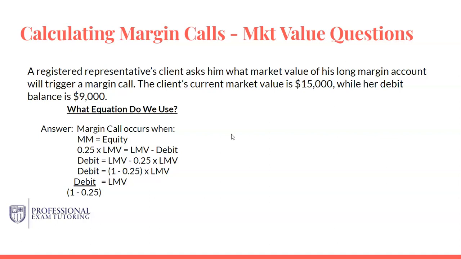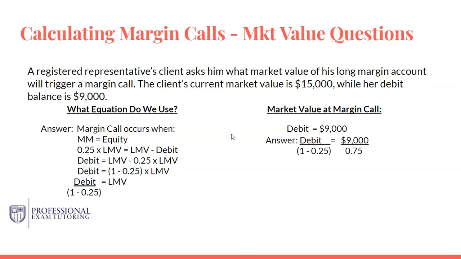So in a question like this, it becomes fairly straightforward because you just need to identify the debit balance. They're asking what the market value would be in this long account that would trigger a margin call. In that case, we know the debit balance is $9,000, and the formula is debit divided by 0.75. So we do $9,000 divided by 0.75, and that gets us to $12,000. Therefore, in order to trigger a margin call, this account would have to go from $15,000 down to $12,000 before a margin call would be triggered.